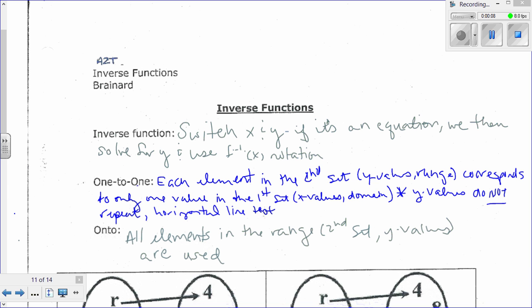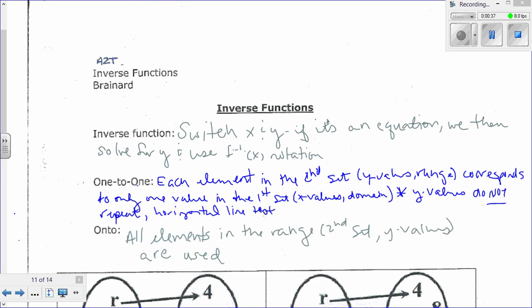Today we're going to be talking about inverse functions, and what I have done is actually written out the definitions for you ahead of time. So for an inverse function, you switch x and y. Literally just take your x and put it where y was and put y where x was. If it's an equation, we then solve for y and use f to the -1 of x notation, or f inverse notation.